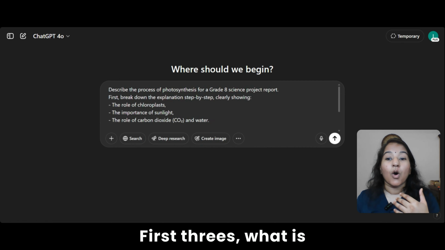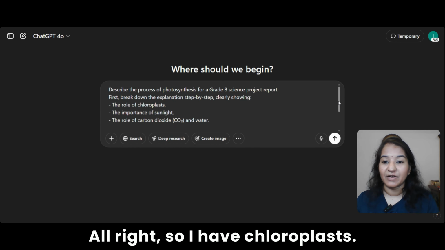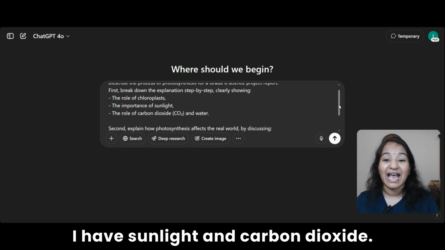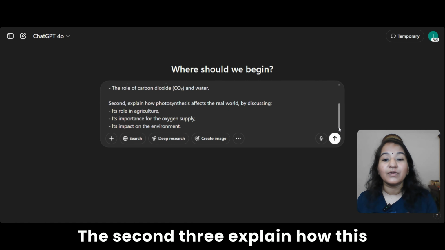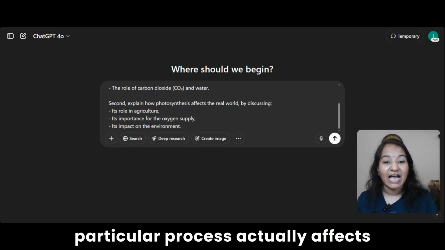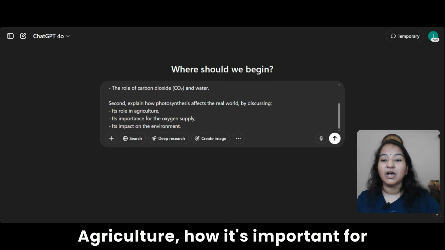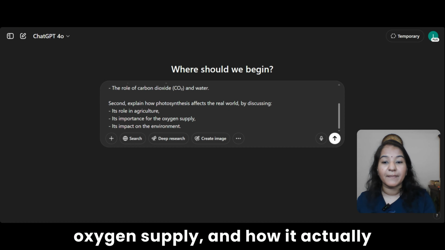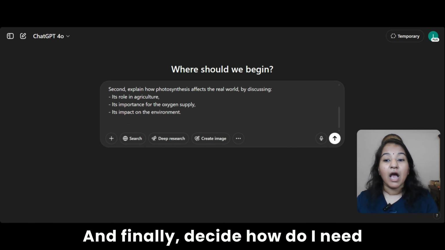First three: what is the topic all about? All right, so I have chloroplasts, sunlight, and carbon dioxide. The second three: explain how this particular process affects three different areas: agriculture, how it's important for oxygen supply, and how it makes an impact on the environment. And finally, decide how I need to structure the report.